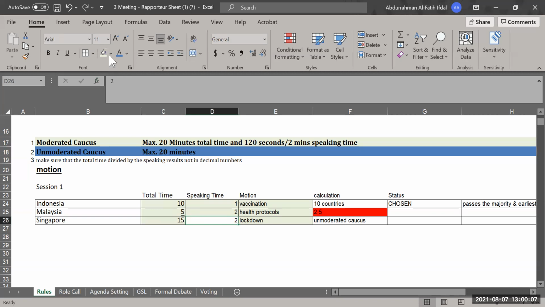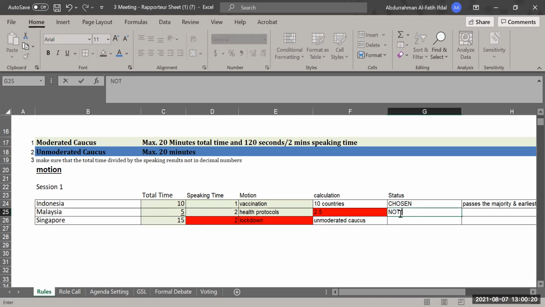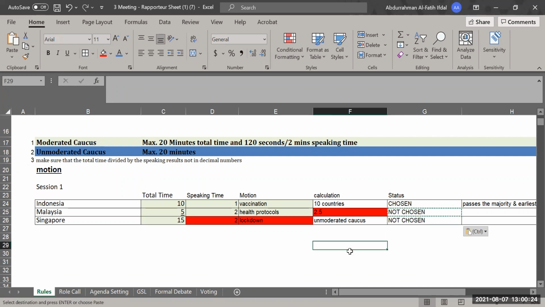So this one is wrong. You don't need to propose a speaking time on an unmoderated caucus. You only need to say 15 minutes total time. So this one will not be chosen because it violates the requirement. Right? So that's the simulation of MUN. That's how MUN voting technicals are used, and this is how you calculate the numbers as well.